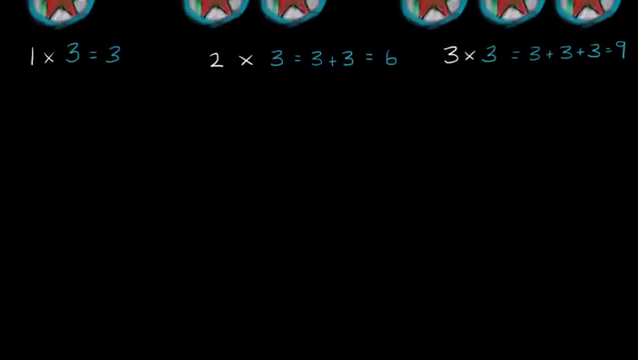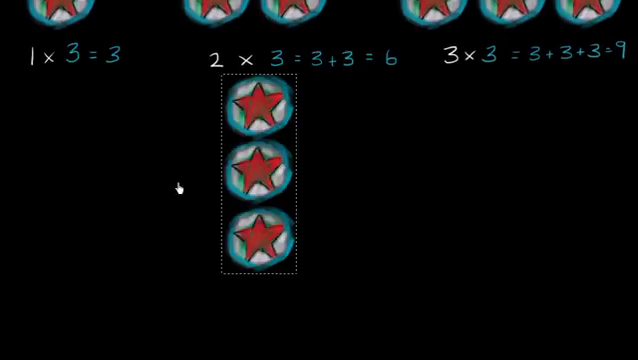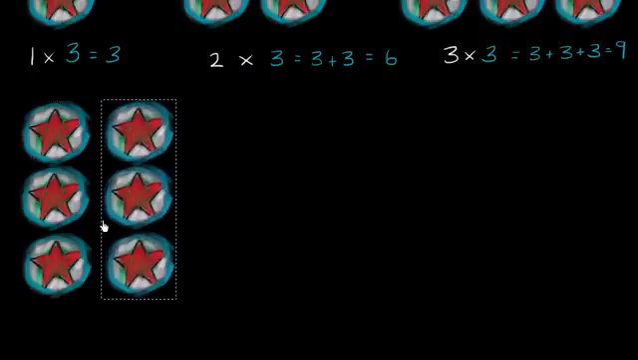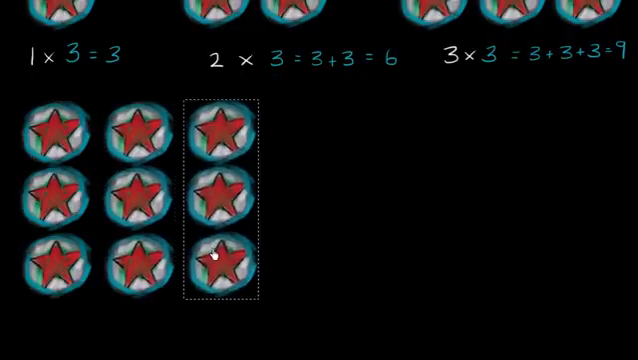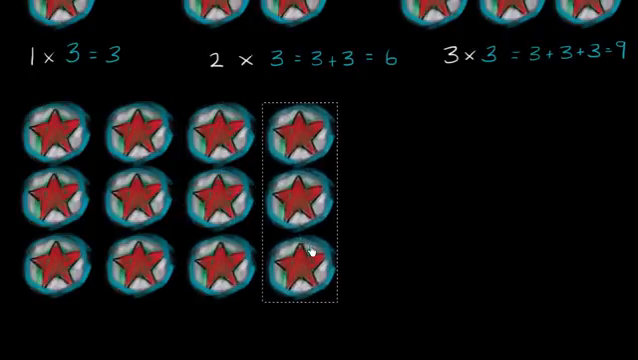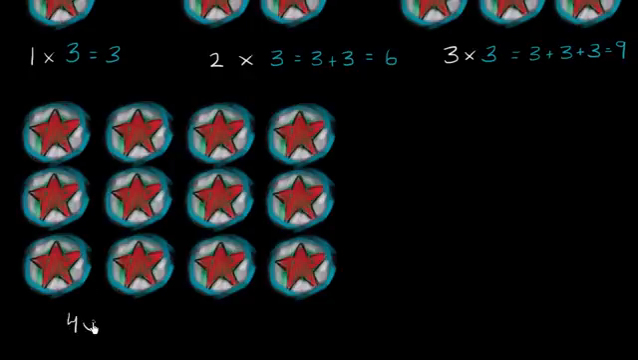Let's keep incrementing it. Let's get 4 groups of 3. So let's think about what 4 times 3 is. 1, 2, 3, and 4. This right over here is 4 groups of 3. We could write this down as 4 times 3, which is the same thing as 3 plus 3 plus 3 plus 3.